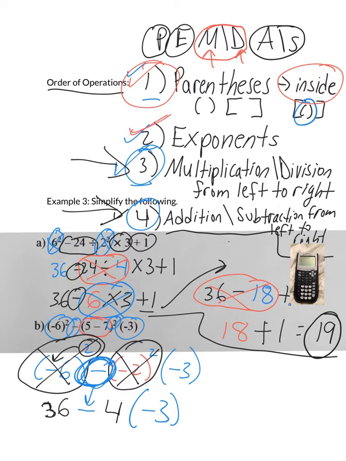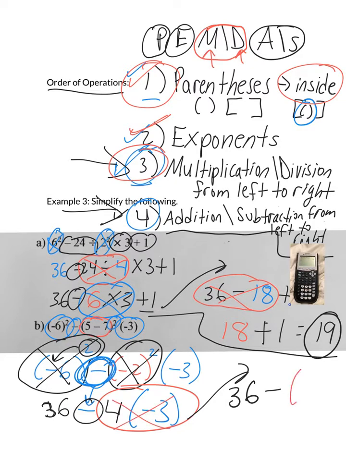Step 3, now we do any multiplication or division from left to right. I don't see any division, but I do have multiplication. So I do see 4 times negative 3. So I'm going to bring over the 36 and I'm going to bring over the minus that's still sitting there in the middle. But when I do the 4 times negative 3, that gives me negative 12. Now I have a double negative. So I've done with step 3, multiplication and division step.